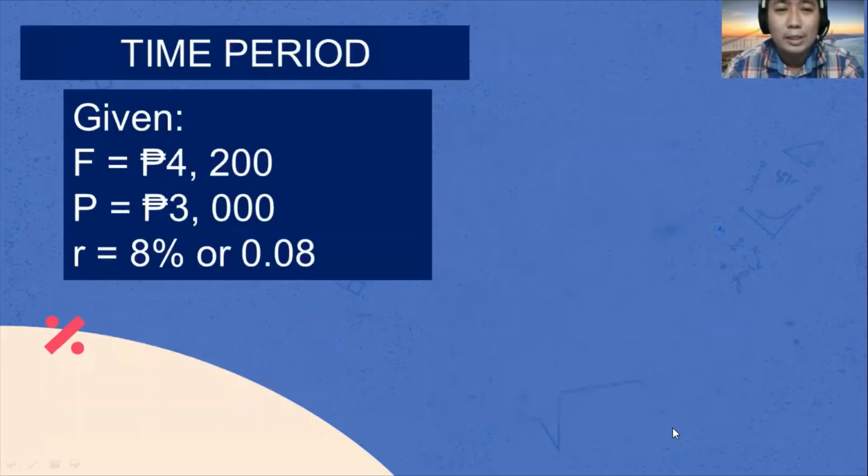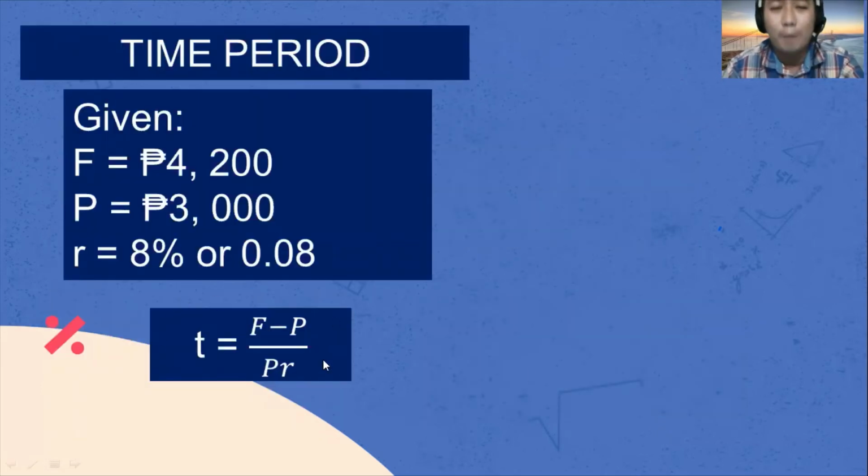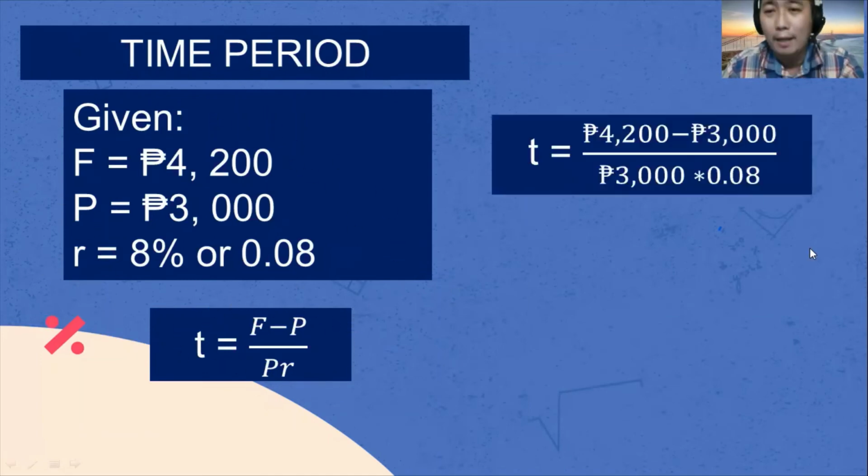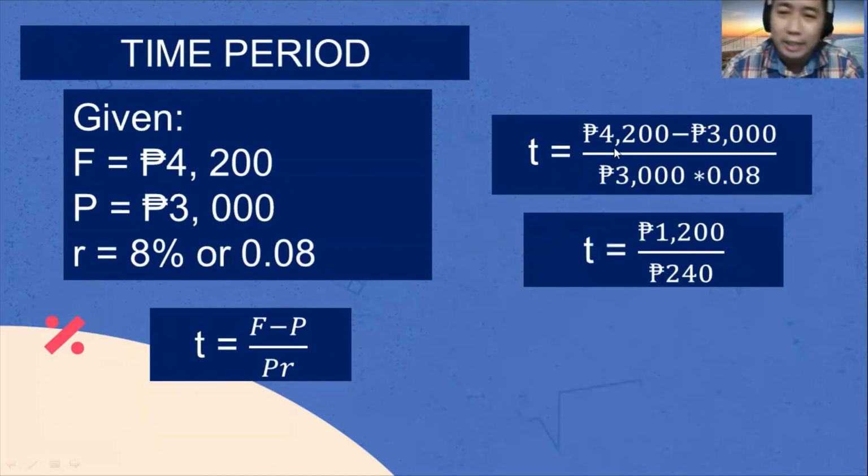Let's now solve. These are the given, and this is the formula. We are going to substitute the given on the formula. T is equal to maturity value 4,200 minus 3,000 pesos over the product of 3,000 pesos and 0.08. First step, 4,200 minus 3,000 is 1,200. Then 3,000 multiplied by 0.08 is 240.